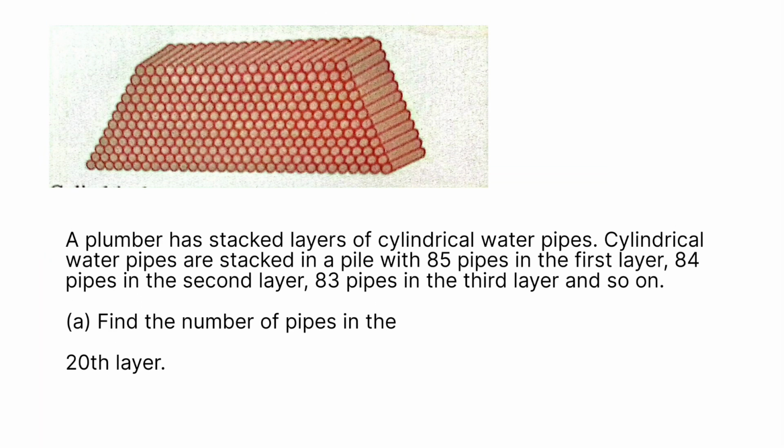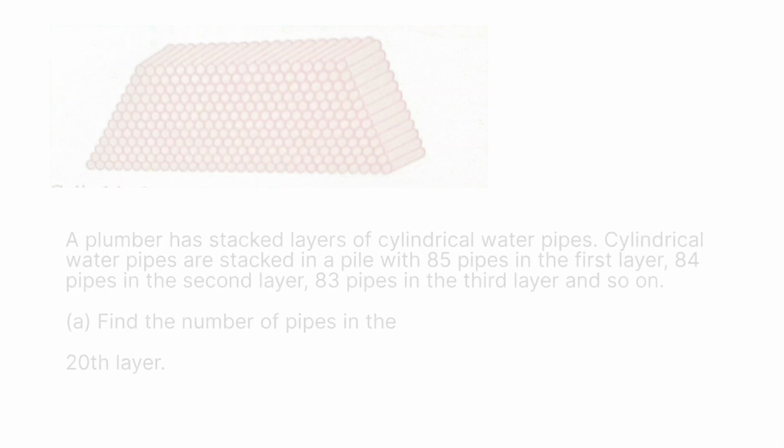A plumber has stacked layers of cylindrical water pipes. Cylindrical water pipes are stacked in a pile with 85 pipes in the first layer, 84 pipes in the second layer, 83 pipes in the third layer, and so on. The question is, find the number of pipes in the 20th layer. So by reading and understanding that question, we can see that this is an arithmetic series. These are the terms, okay? And we are looking for the 20th term.